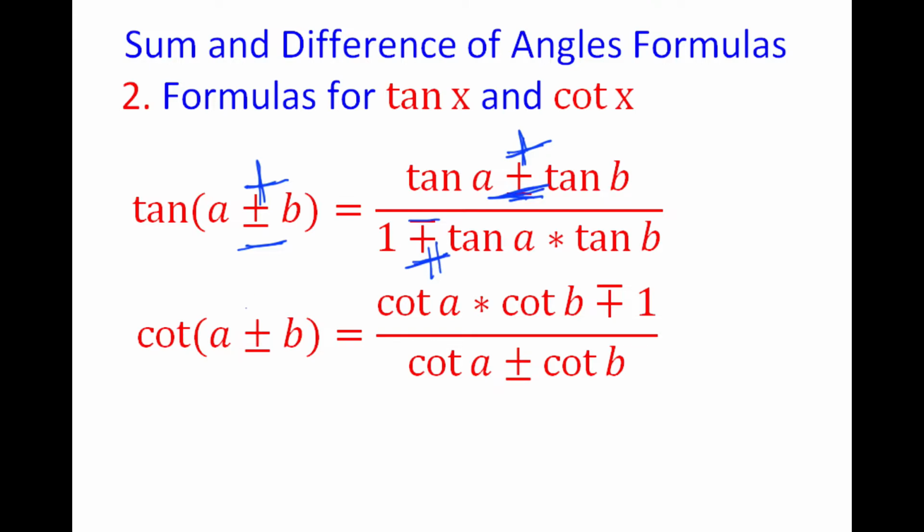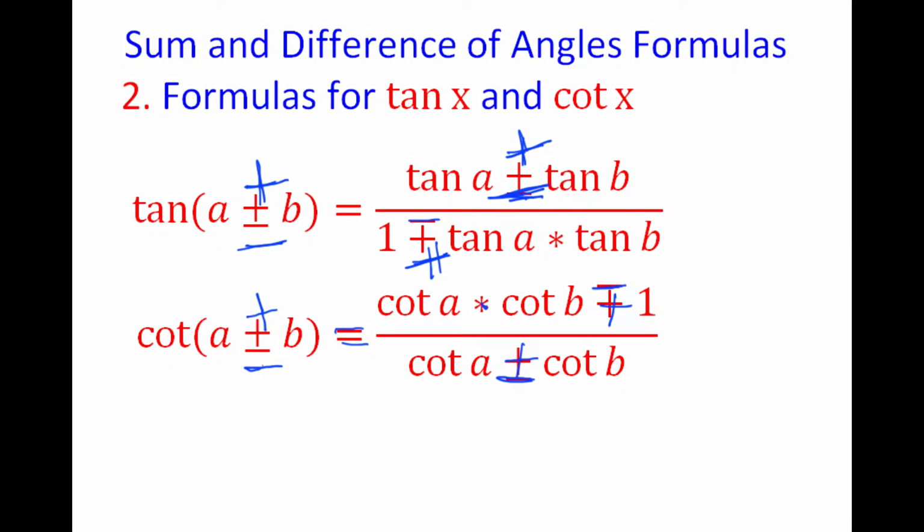When it comes to cotangent, guys, if we have cotangent a plus b, so if the sign between a and b is positive here, then this is equal to cotangent a times cotangent b minus 1 divided by cotangent a plus cotangent b, guys. If we have negative here, in other words, if we have cotangent a minus b, then we're going to have cotangent a times cotangent b plus 1 divided by cotangent a minus cotangent b, guys.